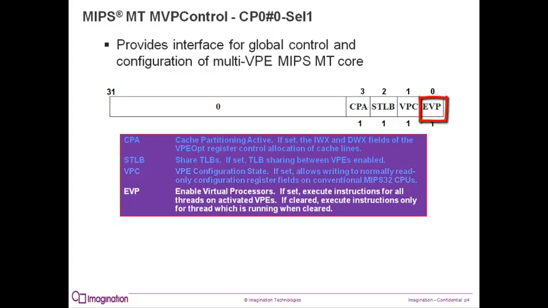eVPE, or Enable Virtual Processing, is set by the eVPE instruction and cleared by the dVPE instruction. If set, all active VPEs on a processor fetch and execute independently. If cleared, only the single instruction stream of the TC that issued the dVPE instruction will execute, thus disabling multiprocessing. The thread that issues these instructions must be the master virtual processor. This bit can also be set or cleared by writing this register.